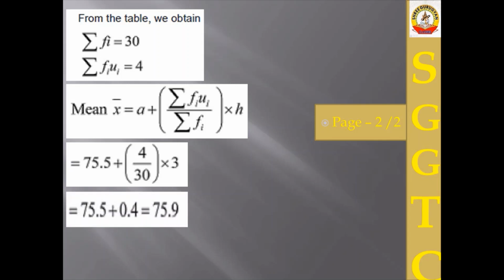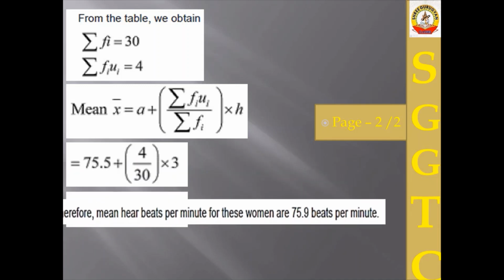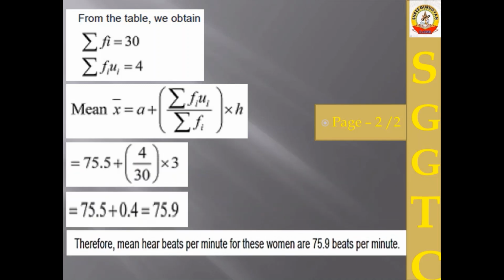It becomes 75.5 plus 0.4, which is 75.9. Yes students, 75.9 is our last answer. Therefore, the mean heartbeats per minute for these women is 75.9 beats per minute. Next, continue.